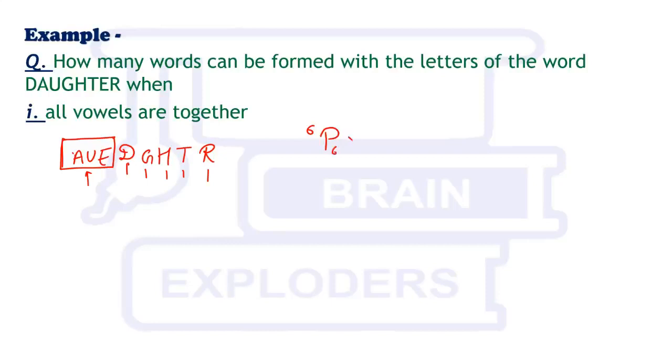But it is not said that the letters should be in a particular order. So inside the box, it can be like A, E, U, it can be like U, A, E, etc. So the total number of ways in which these 3 letters can be arranged inside the box will also be taken into consideration. So we will multiply by 3P3. It is equal to 6 factorial multiplied by 3 factorial.